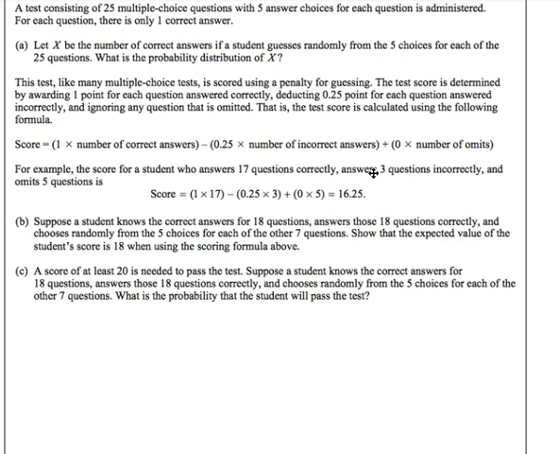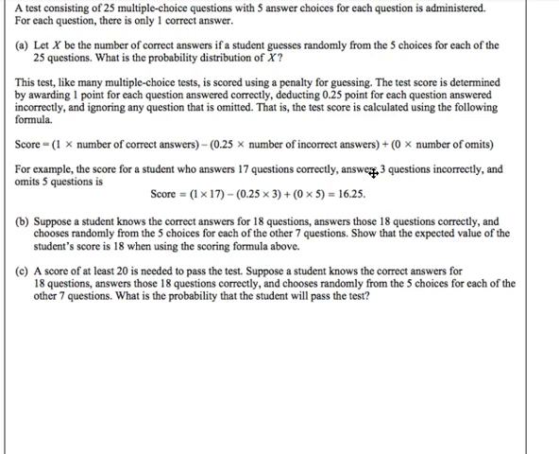So this test, like many multiple choice tests, is scored using a penalty for guessing. The test score is determined by awarding 1 point for each question answered correctly and deducting 0.25 point for each question answered incorrectly and ignoring any question that is omitted. That is, the test score is calculated by the following formula. So 1 times the number of correct answers minus 0.25 for the number of incorrect answers plus 0 for ones that you don't answer.